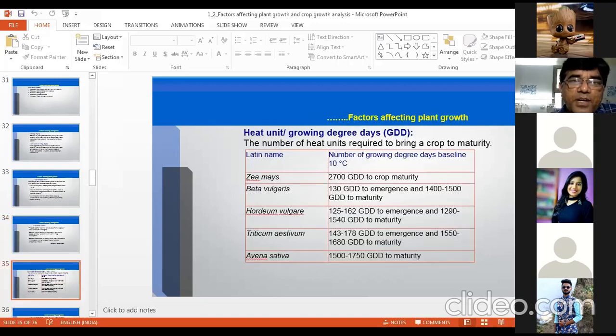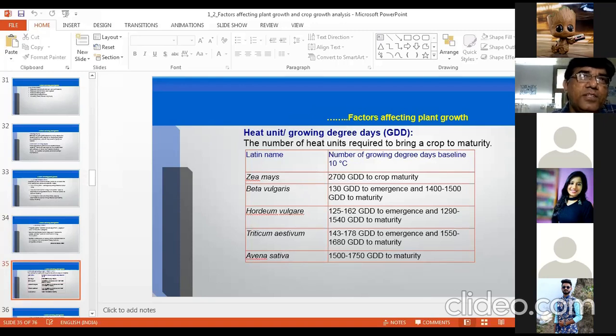And now the heat unit or growing degree days concept. So many of you might be knowing about it. Some other instructor might have told you. So actually this is also called as number of growing degree days, GDD. Means plant would require certain heat units to complete its life cycle, starting from seed germination up to the maturity. So certain heat units are to be accumulated by the plant to complete its life cycle.